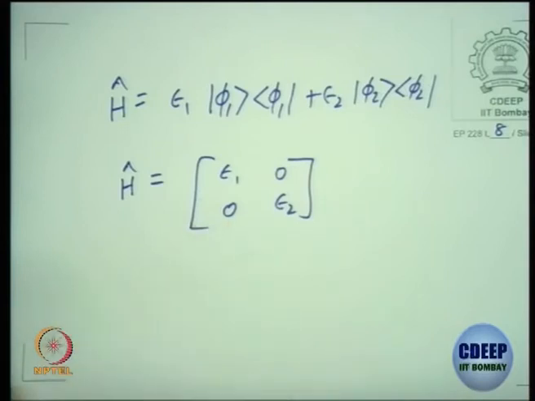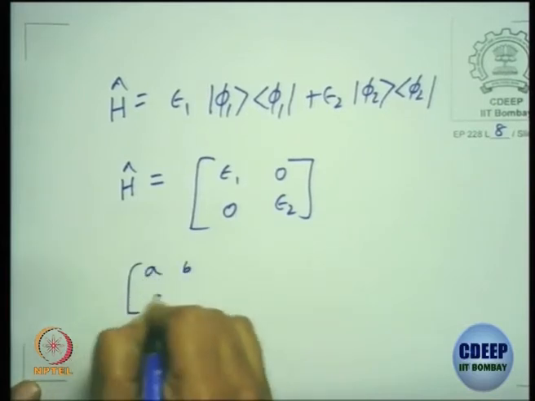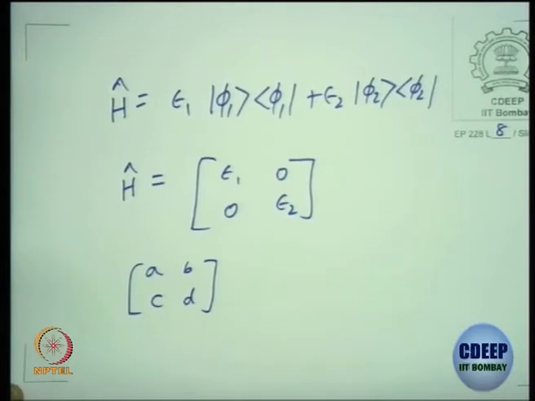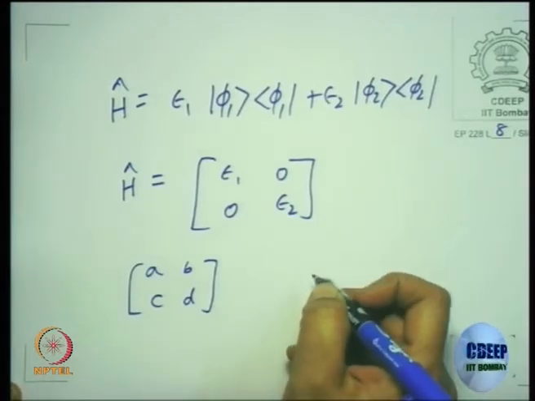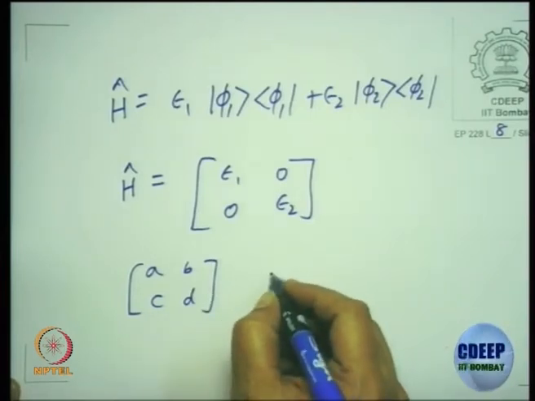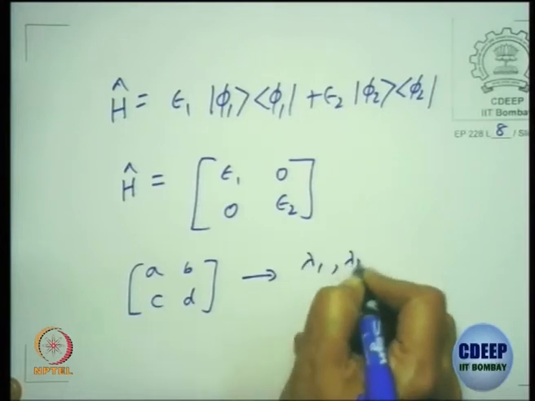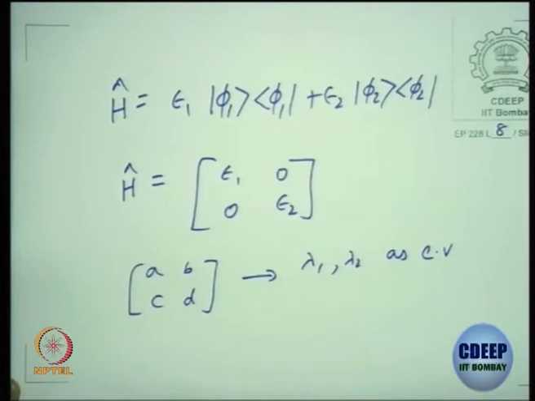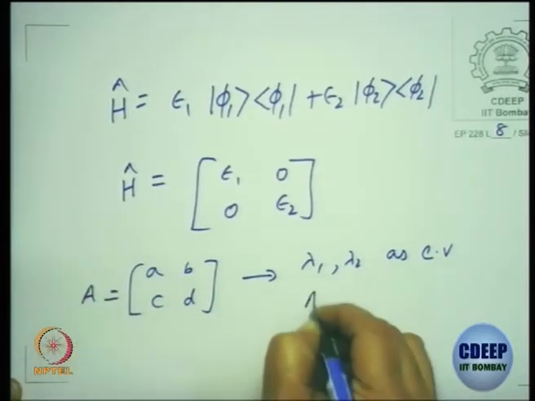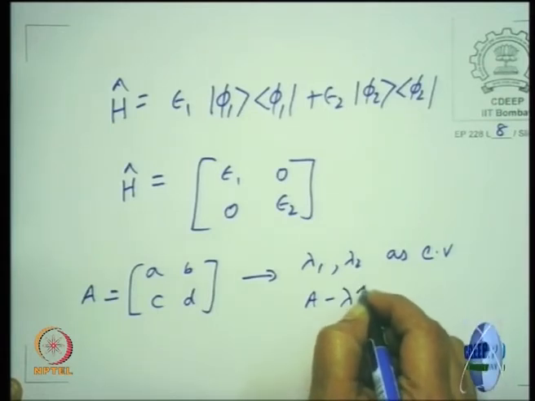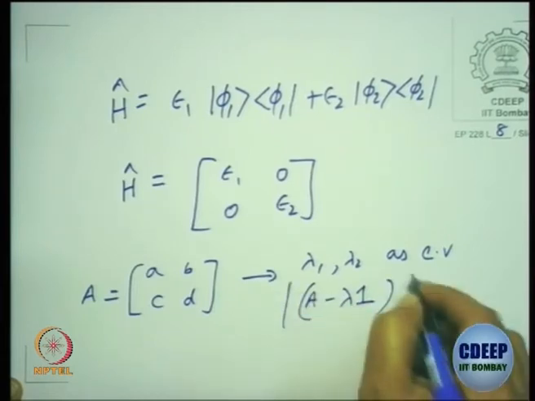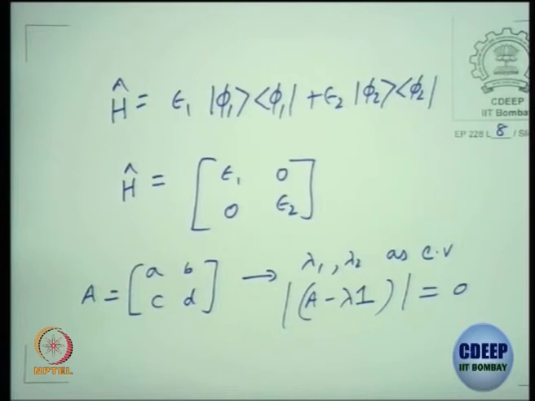But once you put it in this notation, finding the eigenvalues and eigenvectors, you've already done in your math course. Any 2 by 2 matrix, if I give you A, B, C, D, how do you find the eigenvalues? So, A minus lambda I, determinant of that equal to 0. You can find the eigenvalues from that, right? It will give you lambda 1 and lambda 2 as eigenvalues. You solve this and find the two eigenvalues, and once you know the eigenvalues, you know how to find the eigenvectors.